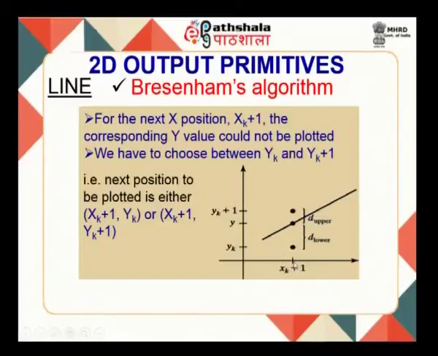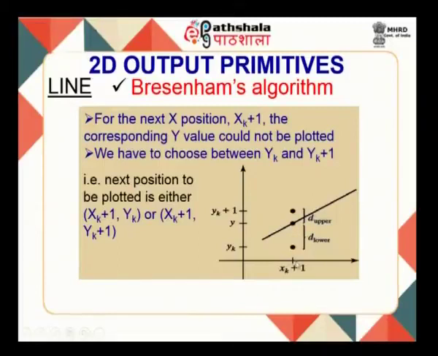So, for the next x value on the x axis, we are indicating that with the notation x_k plus 1, because as we know, the next x value is 1 higher than the previous x value. So, how do we compute the corresponding y value? The y coordinate for this x coordinate can be either y_k plus 1 or y_k. As you see here, the possible pixels that we can plot on the monitor are y_k or y_k plus 1, because all monitor pixels are integer positions.